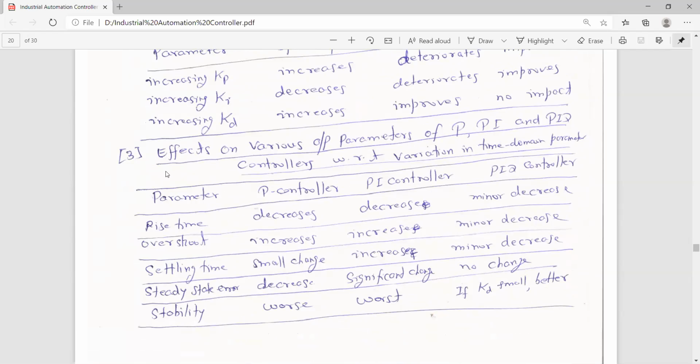Then the effect of the PID controller parameters on the output with respect to the time domain parameters. Rise time: in the case of the P controller it decreases, PI controller decreases. In the case of PID, a minor decrease. Overshoot: increase, increase, a minor decrease. Settling time: a small change, increase, a minor decrease. Steady state error decreases in the proportional controller.